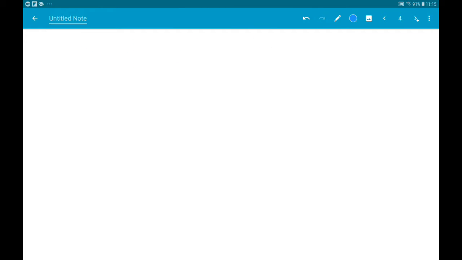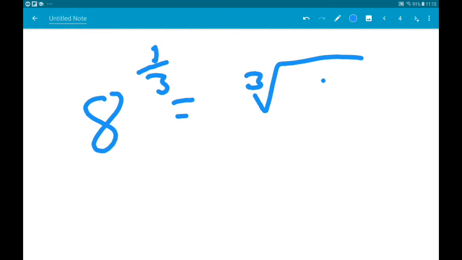Let's say we have 8 to the power 1/3. So, because we have a 3 on the bottom, this is asking for the cube root of 8. So, we say it's the third root of 8, which of course is 2.